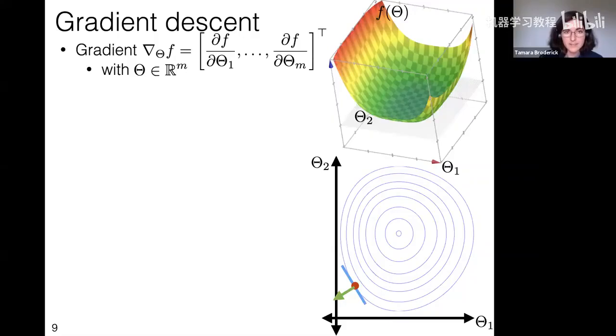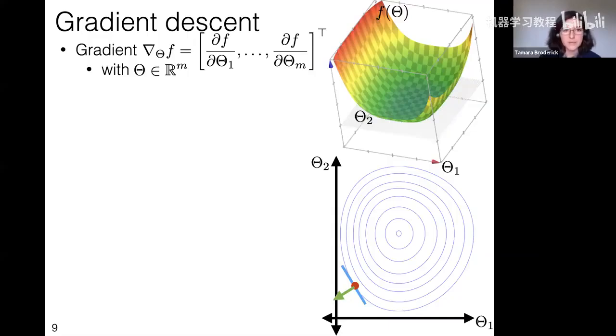Now the gradient has a precise mathematical description. Suppose our theta is in R^m. So here our theta is in R^2, but in general it could be m-dimensional. The gradient is the vector of partial derivatives. So the partial derivative of f with respect to the first variable, the partial derivative of f with respect to the second variable, up to the partial derivative of f with respect to the m-th variable.